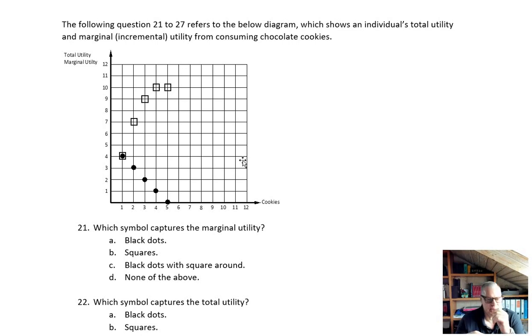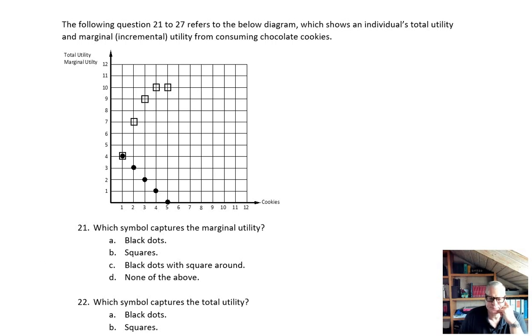Okay, so here we see a graph. And in that graph, you have squares and dots. And so now the next question refers to this graph. Which symbol captures the marginal utility? Okay, so here on the x-axis we have cookies. And here we have total utility and marginal utility.